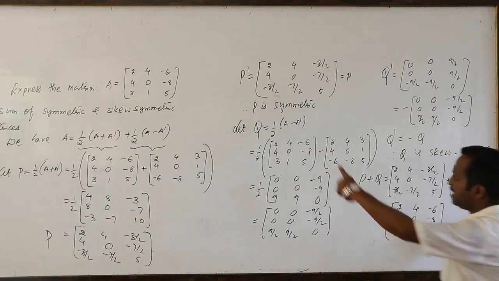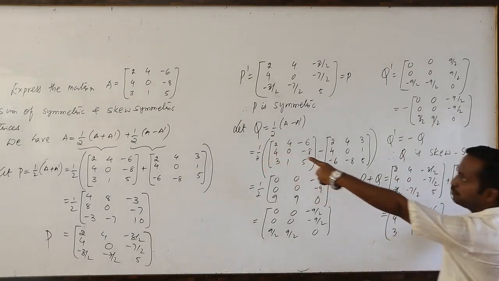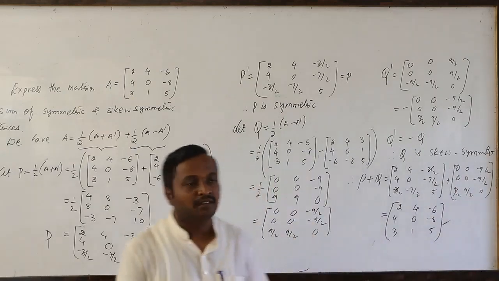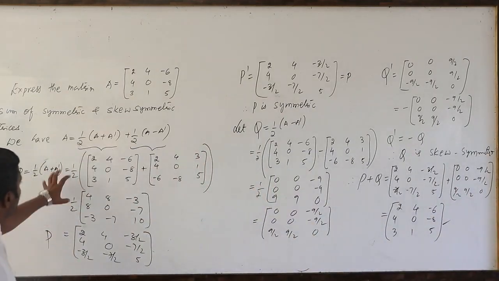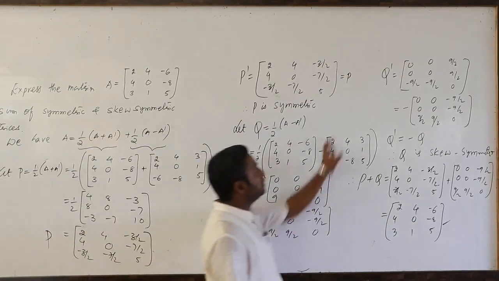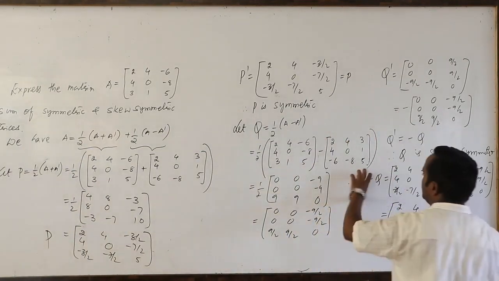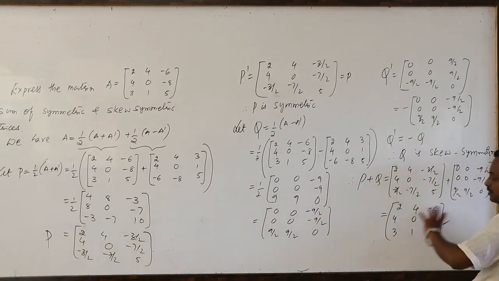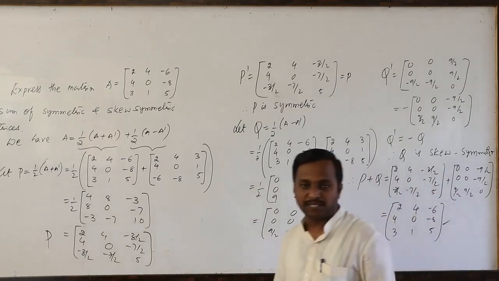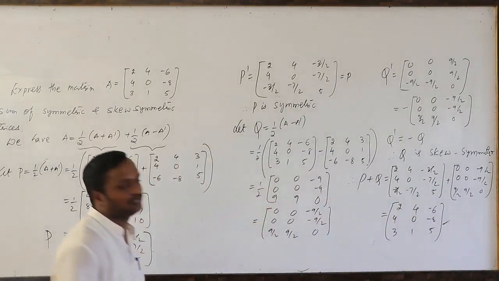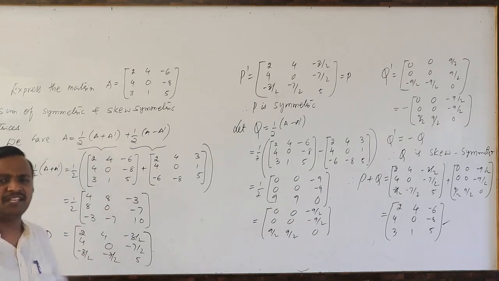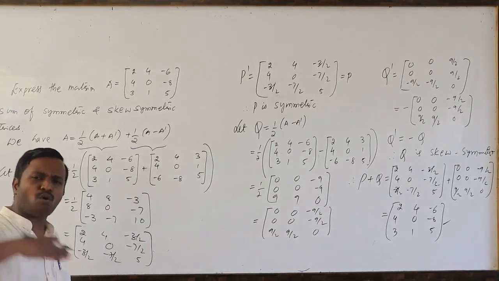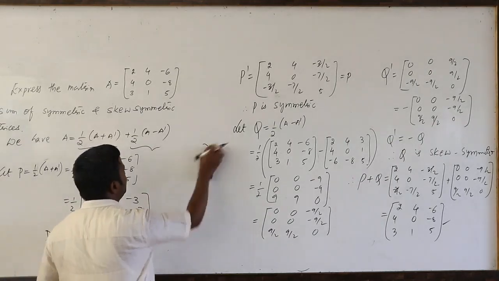We got the A matrix, the same: 2, 4, minus 6, 4, 0, minus 8, 3, 1, 5. So we got the same answer as A. This is the symmetric matrix part, and this is the skew symmetric matrix part. P plus Q: symmetric plus skew symmetric. A given square matrix can be expressed as the sum of a symmetric and a skew symmetric matrix. You can make use of any examples regarding that. Take many examples, take your own examples, and practice.